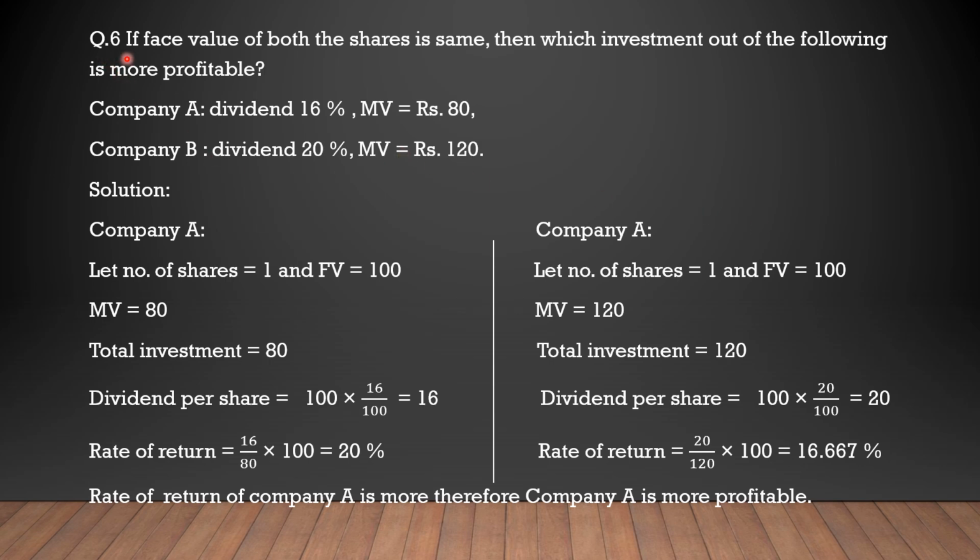Question number 6. If face value of both the shares is same, then which investment out of the following is profitable? Company A dividend 16%, MV is equal to rupees 80, and company B dividend 20% and MV is equal to rupees 120.